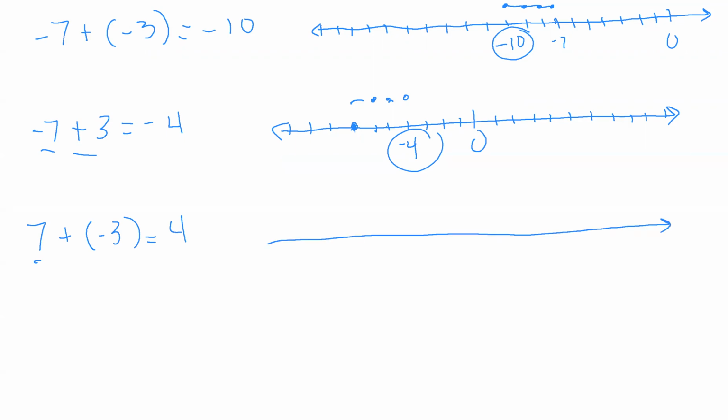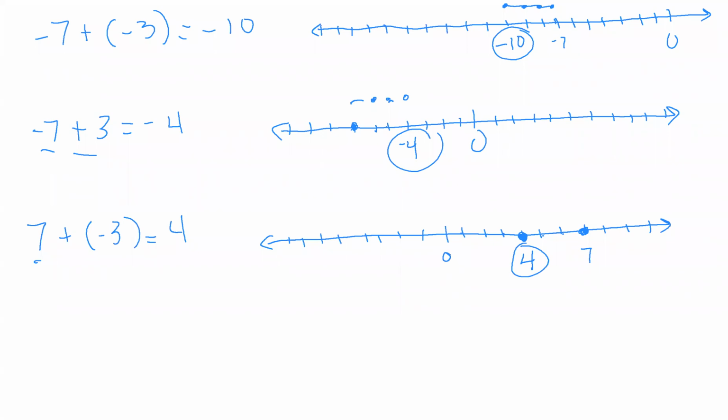So looking at a number line again. All right, so let's say we have 0 right here. I start at +7, so I go over 1, 2, 3, 4, 5, 6, here's +7. And this time I want to add -3. Well, -3 is going to take me to the left. So I want to go back 1, 2, 3. And my final answer would be at +4.